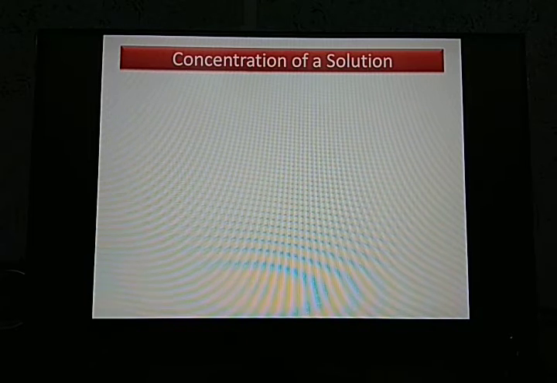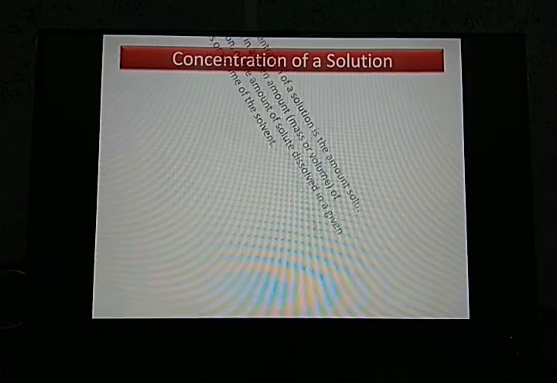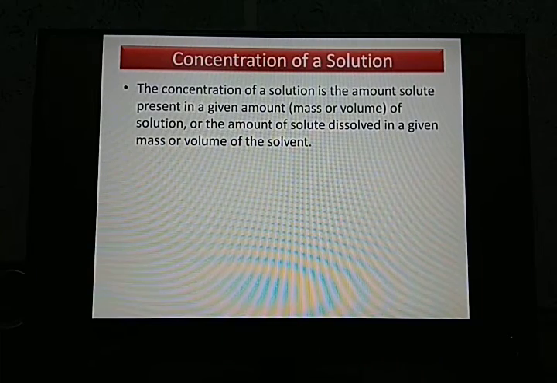So let us begin first with what is actually concentration. The concentration of a solution is the amount of solute present in a given amount, that is by mass or by volume of a solution, or the amount of solute dissolved in a given mass or volume of the solvent. Now let me explain what is actually the concentration of a solution.